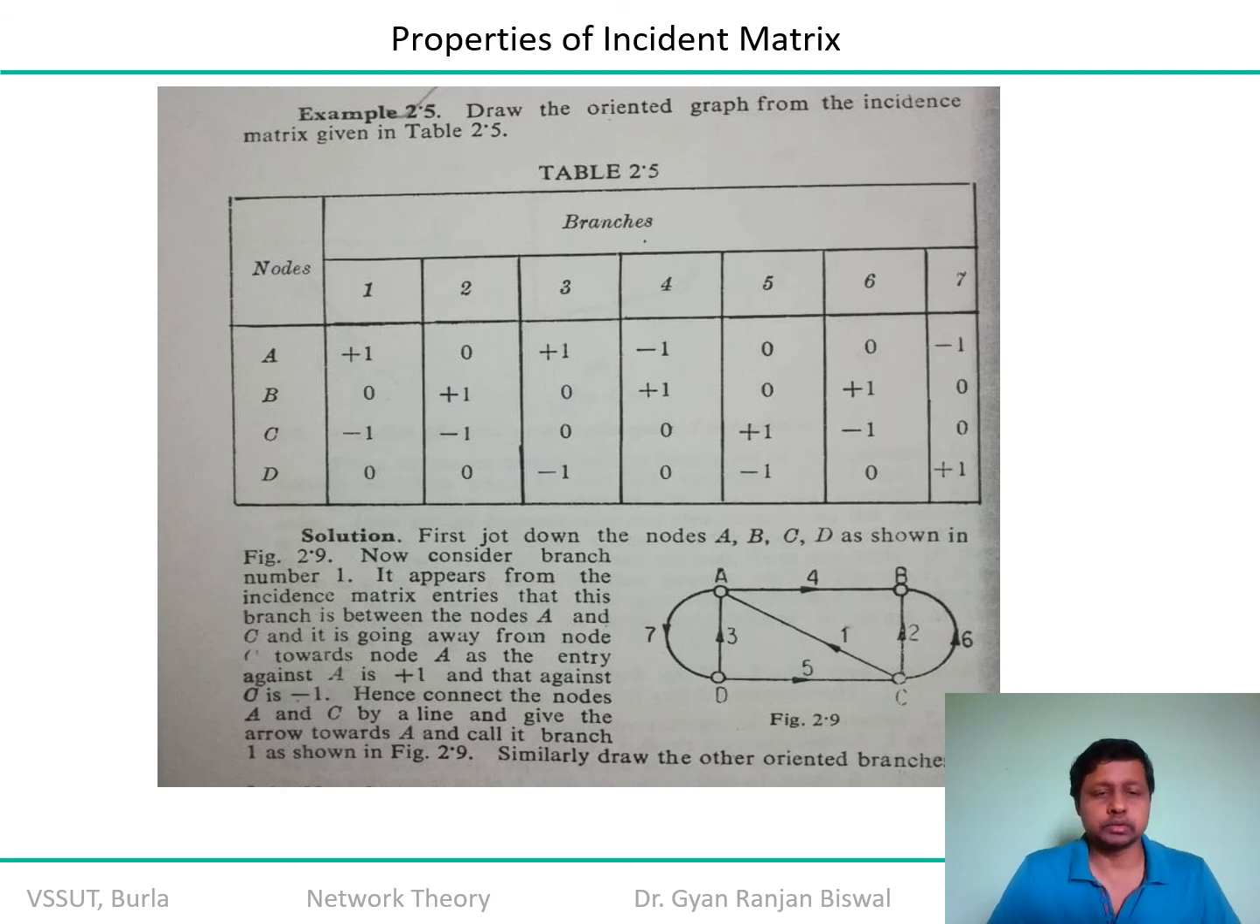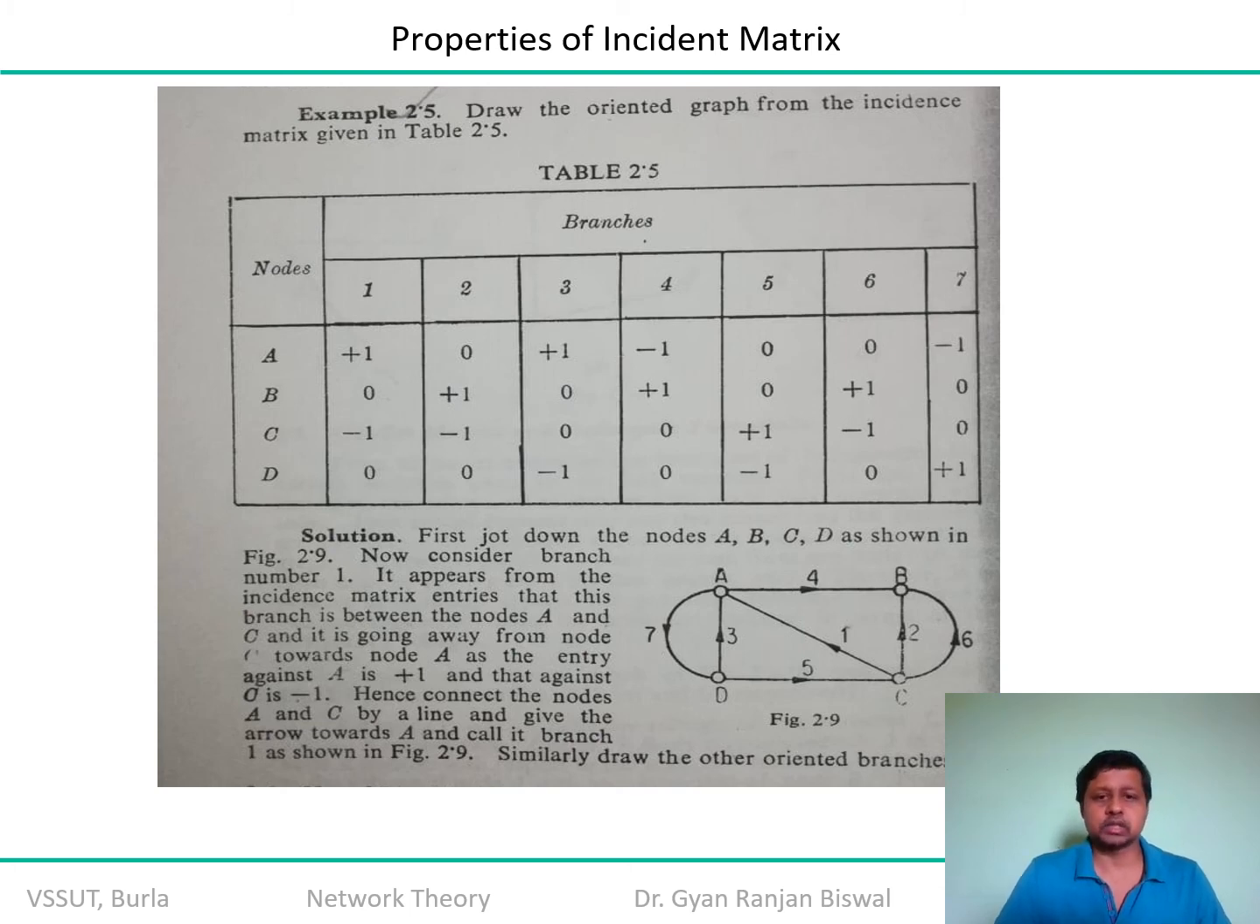So if you interconnect node A with branch number 1, it is plus 1. You can first give the nomenclature, it's up to you. Do not bother which number you are assigning. It is not at all necessary that you follow this order. Your branch number 4 in this demonstration can be your branch number 1, and branch number 6 can be branch number 5. So it's immaterial.